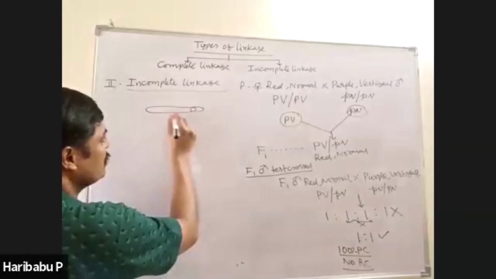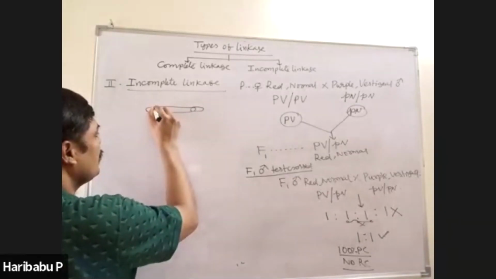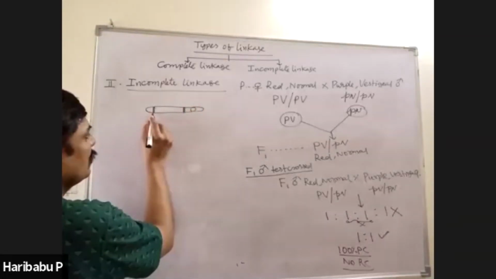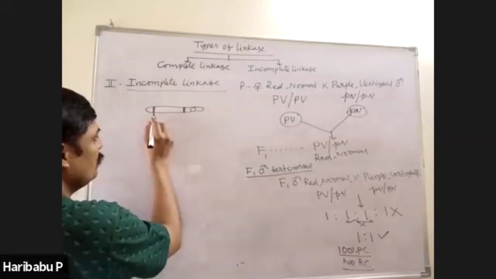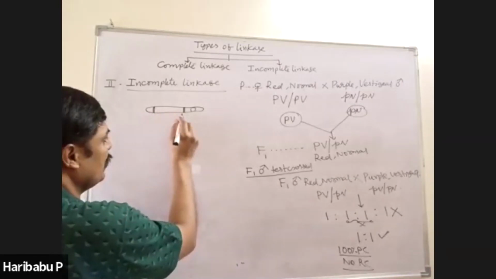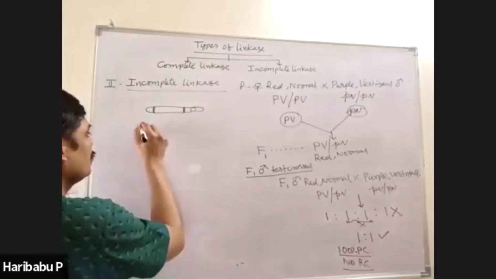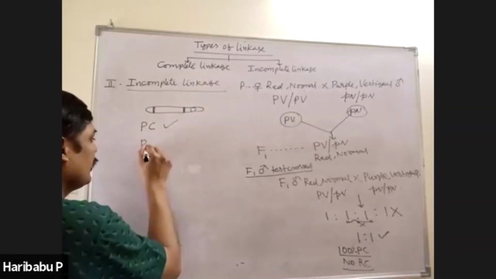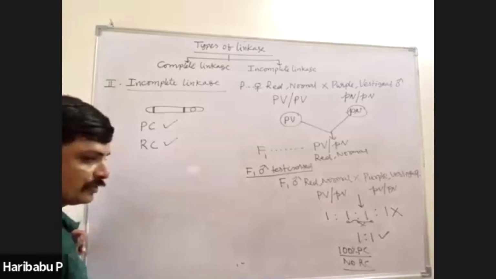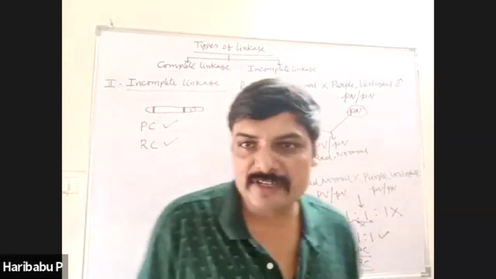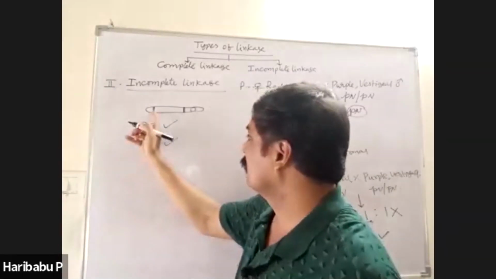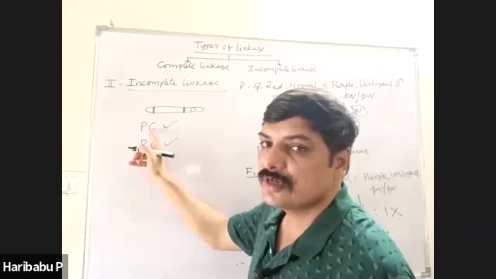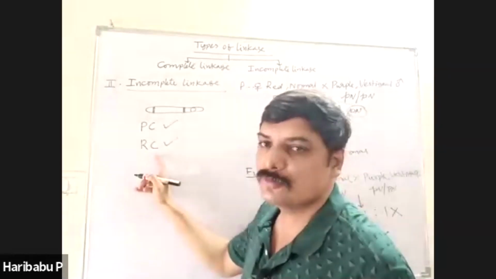See here, this is one chromosome. Here one gene is present, and here another gene is present. Therefore, the genes are present on the same chromosome but distantly. These are loosely linked. As a result, along with parental combinations, recombinations are also produced. As the genes are present distantly, along with parental combinations, recombinations are also possible.